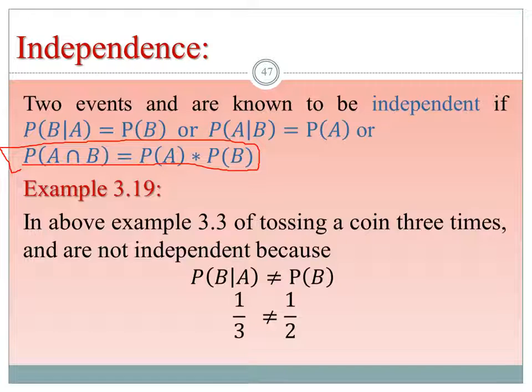Example: in our earlier example, probability of B given A is equal to 1 over 3 and probability of B is equal to 1 half. Obviously these are not equal, so the events are not independent. Not independent means these events are dependent.